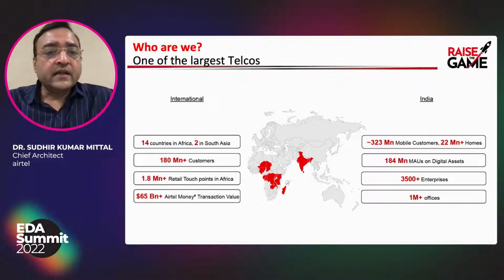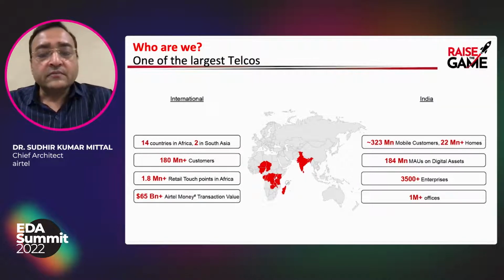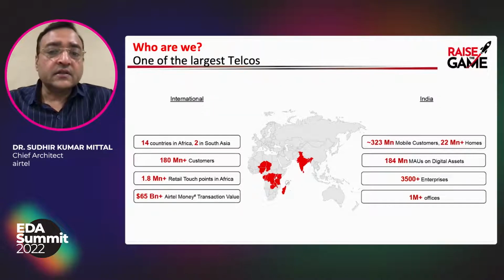As written on the left side of the slide, we operate in 14 countries in Africa and two in South Asia, apart from India. In South Asia, Sri Lanka and Bangladesh are the countries where we operate. Internationally, we have about 180 million plus customers. And in Africa itself, we have 1.8 million plus retail touch points.